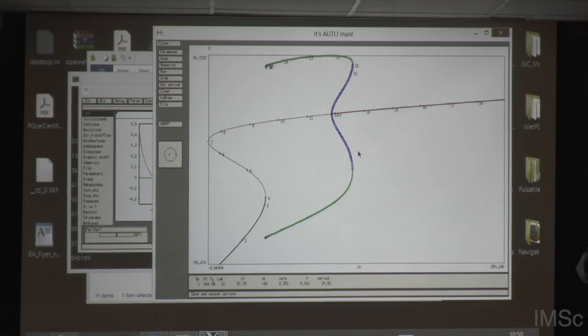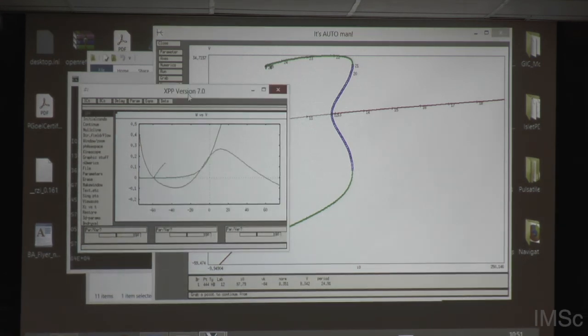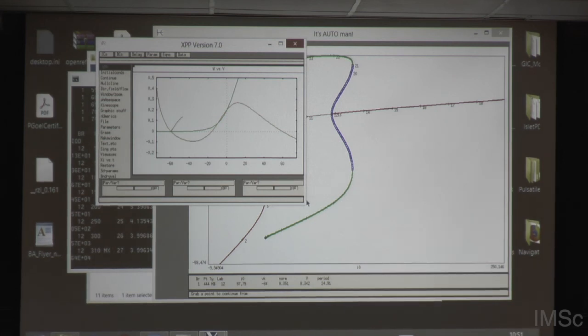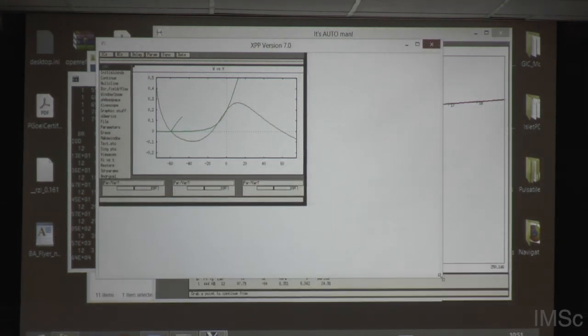Anybody want to suggest how the fact that you've gone from 3 fixed points to 1 fixed point could be the reason why your limit cycle is appearing? Yeah, that's correct. So it is a saddle node bifurcation. So here's what's going on.